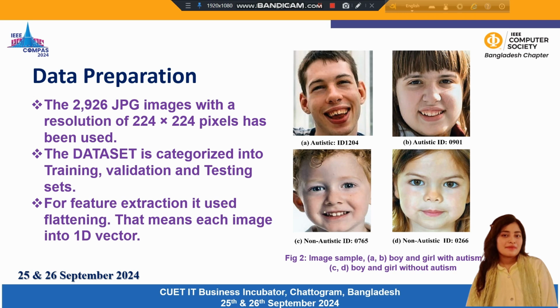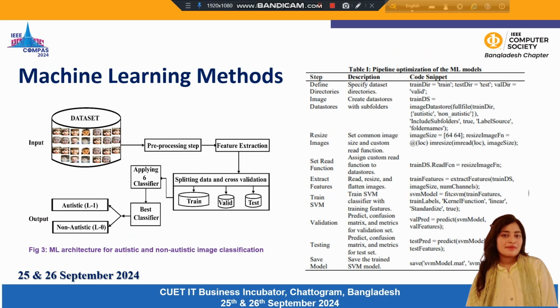In the machine learning method, we put the input into the dataset. After the preprocessing step, we got the feature extraction, and these are passed through splitting of data and cross validation in three steps: training data, validation data, and testing data. After that, applying six classifiers, we got the best classifier, which is chosen. If L0, it is labeled as L0, which is non-autistic, and L1, which is autistic, as output.